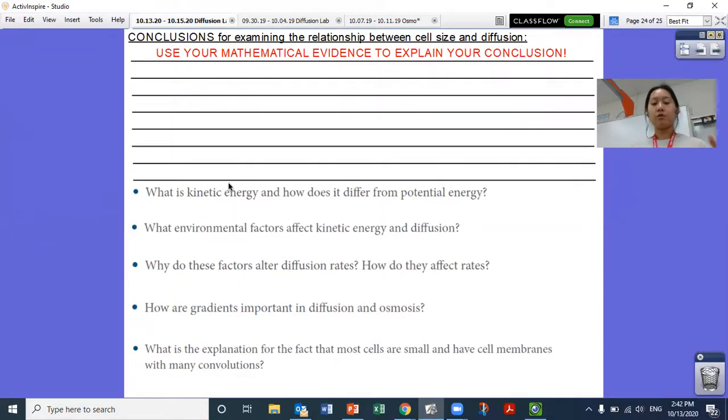Okay. Afterwards, you'll answer these questions about kinetic energy and how it differs from potential energy. And then you'll also answer the following questions in your lab report.